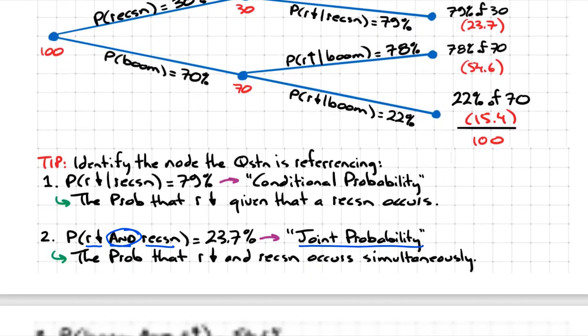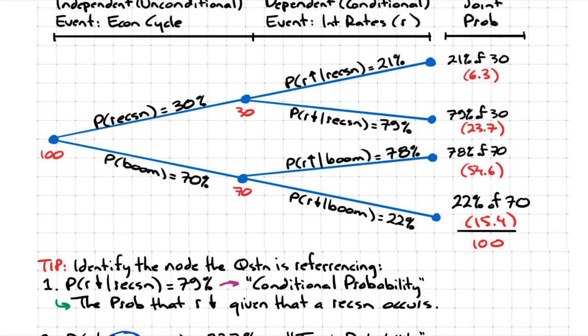you would have to be, let's see, that says interest rates decrease. You would have to be right here. Because if you're there, both events have occurred. You've experienced a recession, and over here you've experienced a rate decrease. So if I'm here, what's the number I'm looking at? 23.7%. So that's really the key: just identify which node the question is referencing.